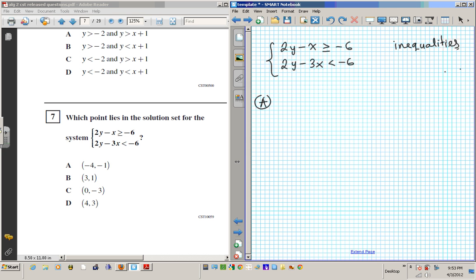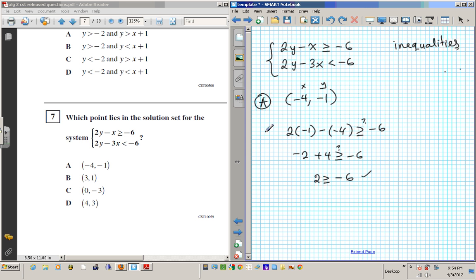Let's test A first. A is -4 and -1. That's my x and y. I'm going to plug it in and see if it satisfies both inequalities. So the question is 2 times -1 minus -4 greater than or equal to -6. Be careful though, you notice that it's switched around here. Y comes first, so please do not plug in x for the first one. You've got to watch what you're doing. So this becomes -2 plus 4 greater than or equal to -6. Is 2 greater than or equal to -6? Yeah, 2 is way bigger than -6, so that checks out.